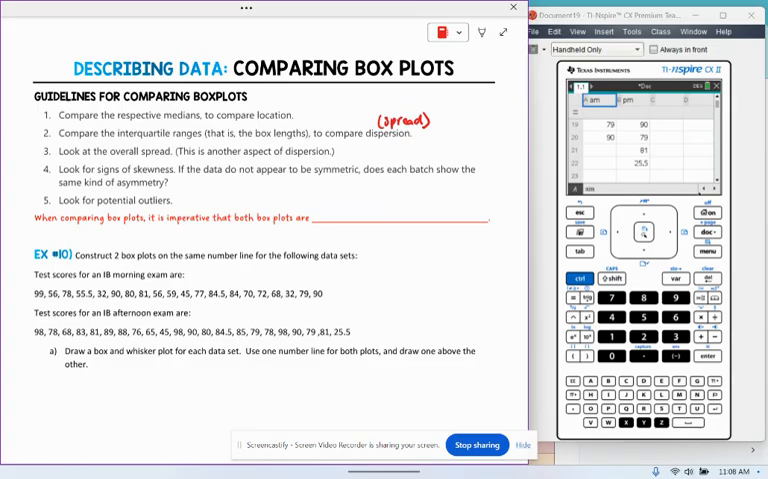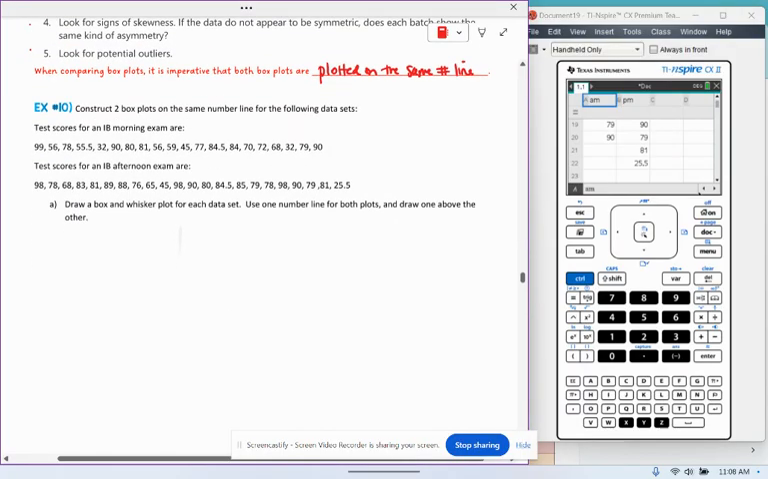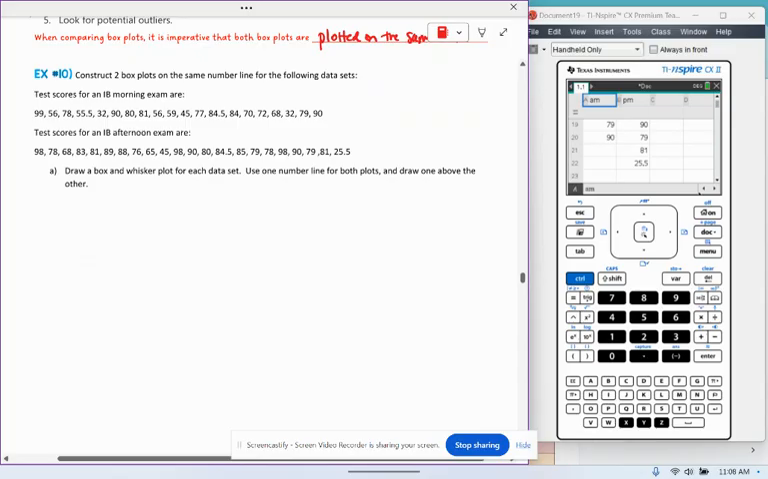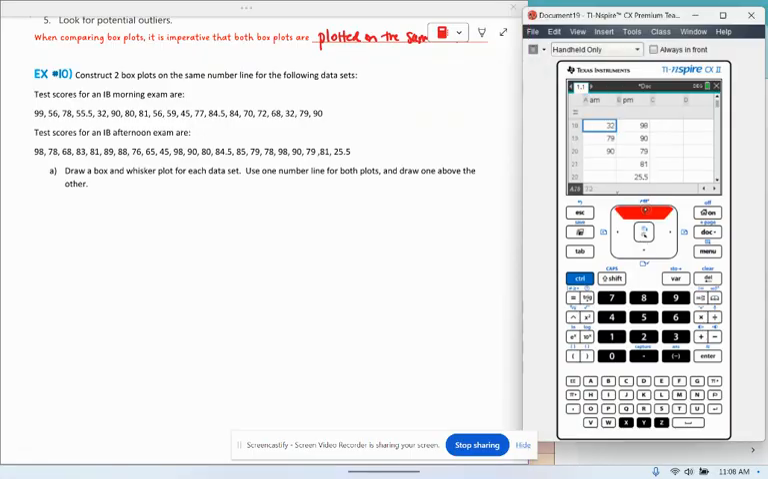When comparing box plots, it is imperative that both box plots are plotted on the same number line. This is the only way that you can compare all the things that are listed above, okay? So I'm going to show you how to construct two box plots on the same number line for two different data sets. Data set number 1 is going to be IB morning exams, and I labeled those AM, and then I put in test scores for IB afternoon exams. Those are labeled PM, and I'm going to draw a box and whisker plot for each set.